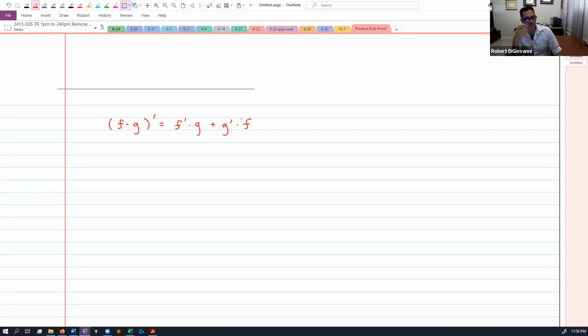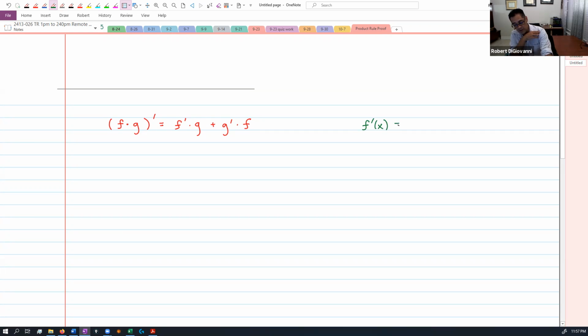So I want to prove to you that that's true, and I want to use the limit definition to do it. So here's first what we need to get in order. When we were talking about the derivative of a function, let's say we take a function f, and we say, what is its derivative?